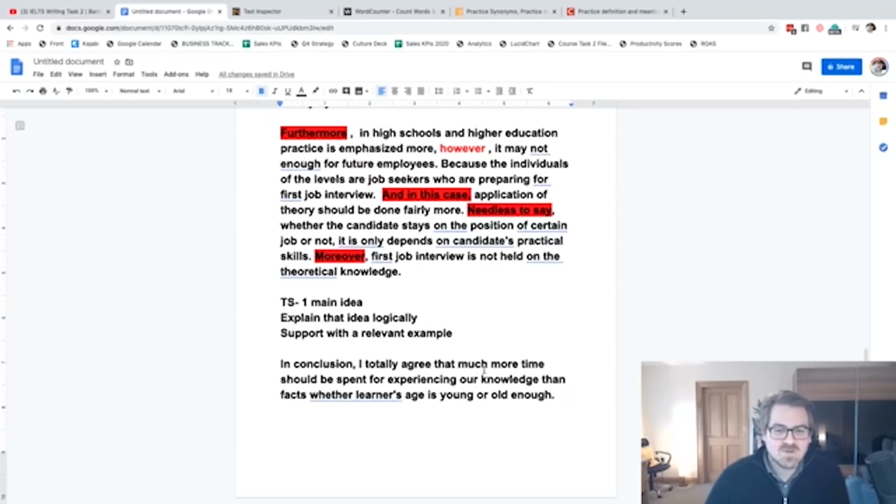In conclusion, I totally agree that much more time should be spent for experiencing our knowledge than facts, whether learner's age is young or old.